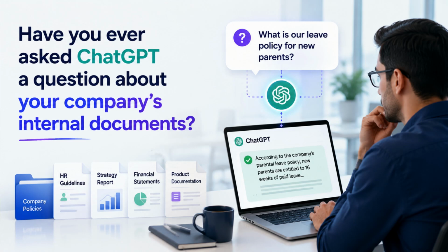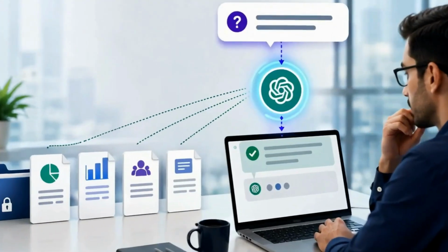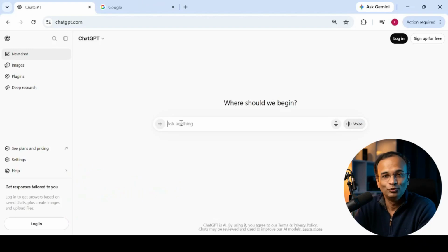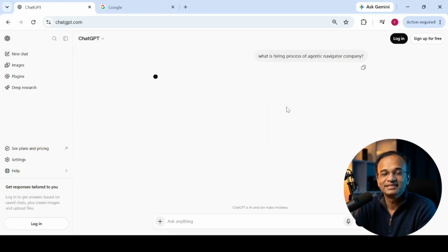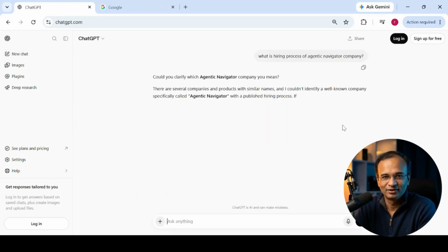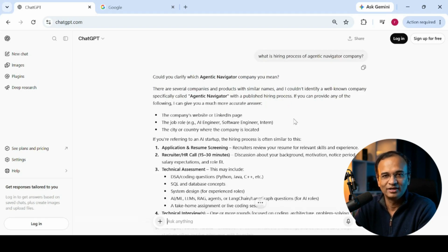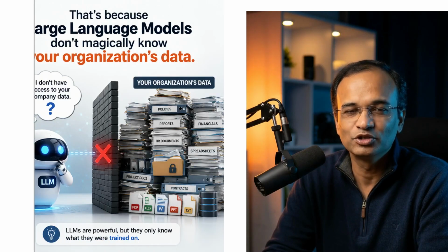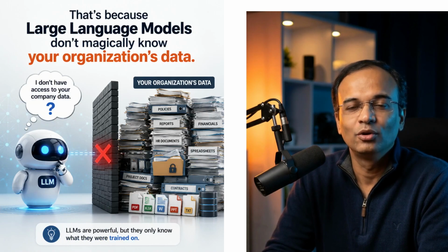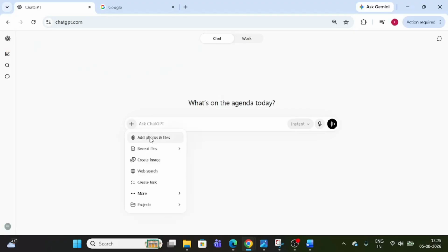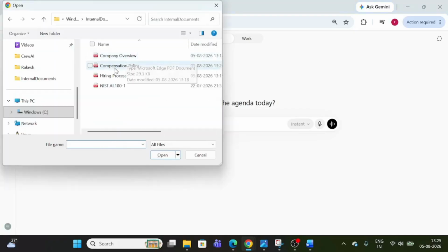Have you ever asked ChatGPT a question about your company's internal documents, only to realize that it either doesn't know the answer or confidently gives the wrong one? For example, here we are asking about the hiring process of a company called Agentic Navigator. But since it does not have access to the company records, it cannot provide an accurate answer. That's because large language models don't magically know your organization's data. An LLM needs relevant data to provide accurate answers.